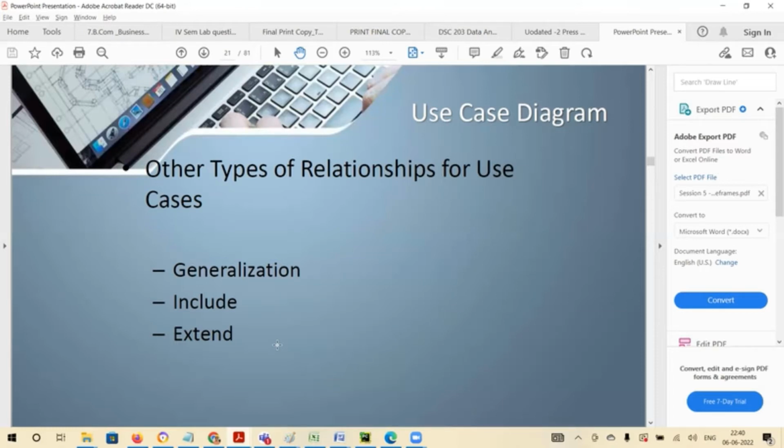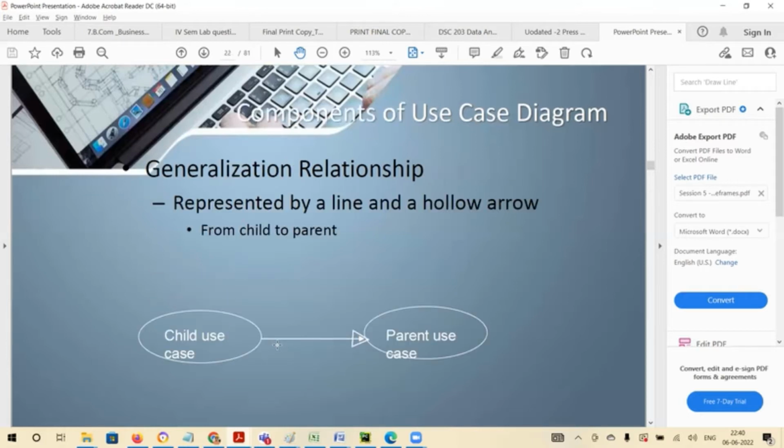Yes. So internal use case can have 3 relationships: generalization, include, and extend. What does that mean? So generalization is used to represent a child to parent. Okay, child to parent. Parent is the main use case, and the child use case will be called by the parent. It will not be called by any other use case. It will be called by the parent.